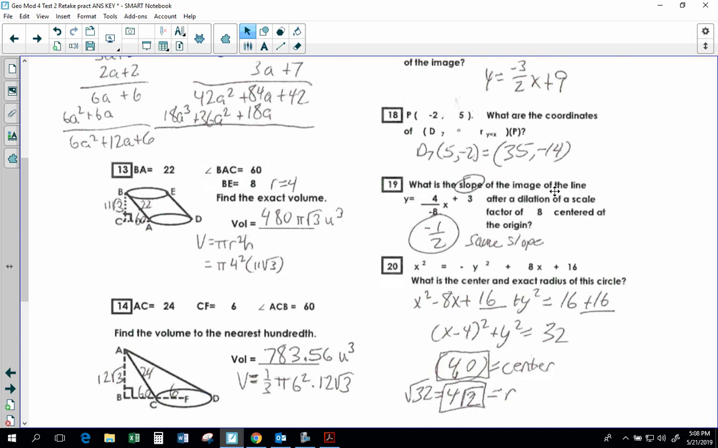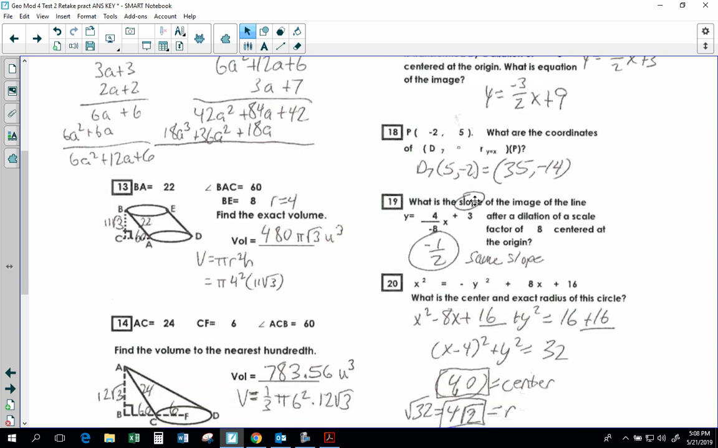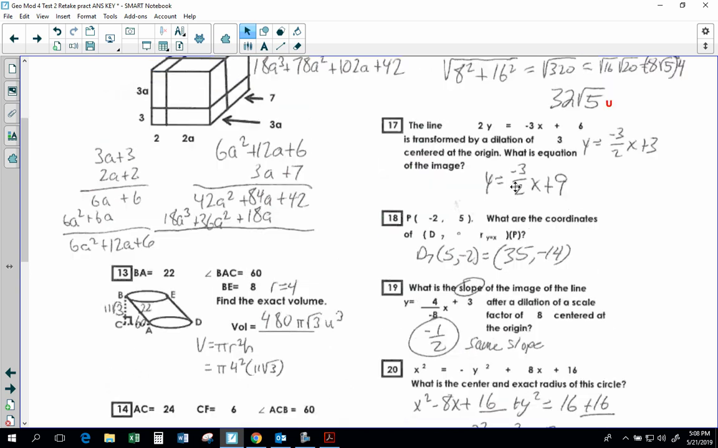What is the slope of the image of the line? We had a lot of people who missed this, who wrote an equation like up here. It didn't ask for the equation. Here, this is an equation, so we write an equation. Here it asks for the slope. You should circle the word slope or underline it. All I want is slope. We know in any dilation, the slope remains the same. It does not change, just like it didn't change up here.